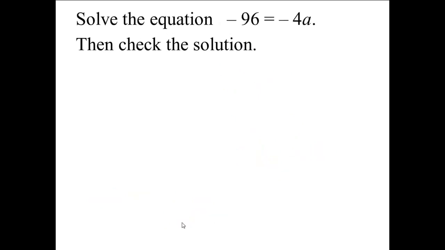Solve the equation negative 96 equals negative 4a, then check the solution. Because negative 4a means negative 4 times a, we will apply the inverse operation of multiplication, which is division, dividing both sides of this equation by this coefficient negative 4. And negative 4 divided by negative 4 is 1, so we have 1 times a, or more simply a. And then negative 96 divided by negative 4, first of all, negative divided by negative is positive. I know 100 divided by 4 is 25. This 96 is one less multiple of 4. Double check on a calculator, but 96 divided by 4 is 24.